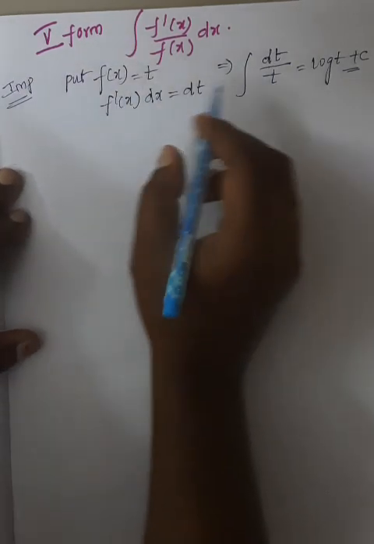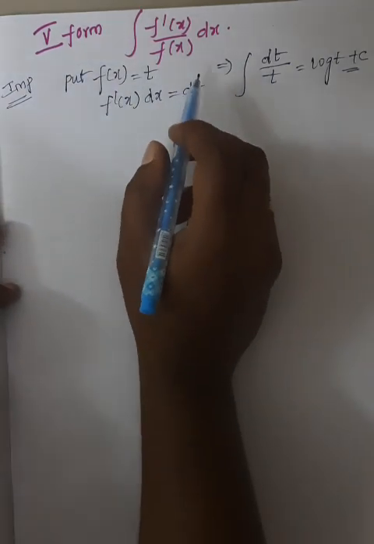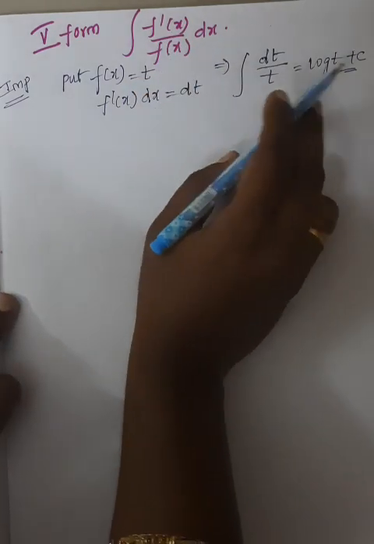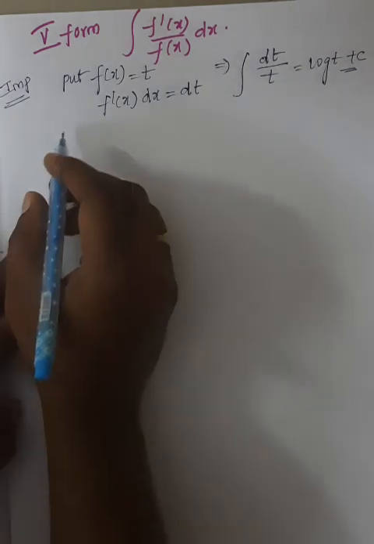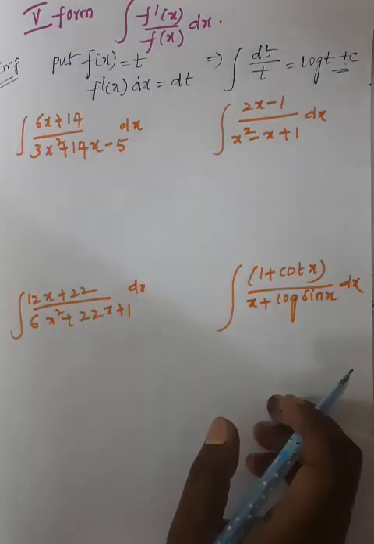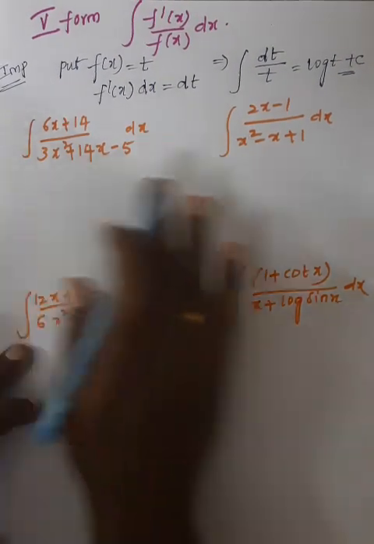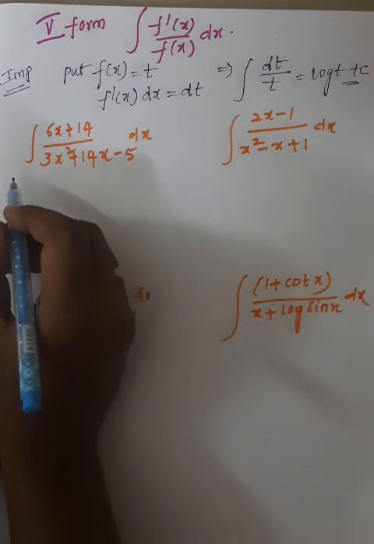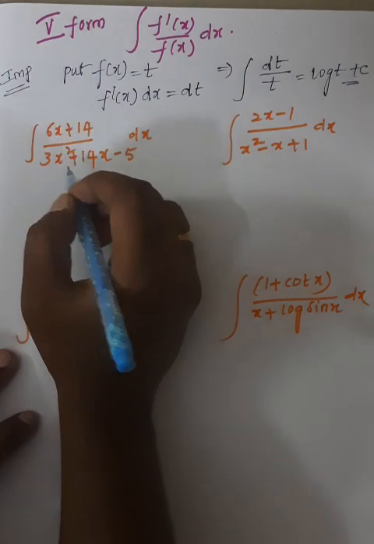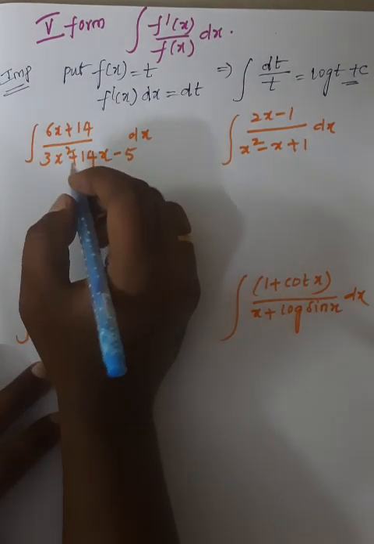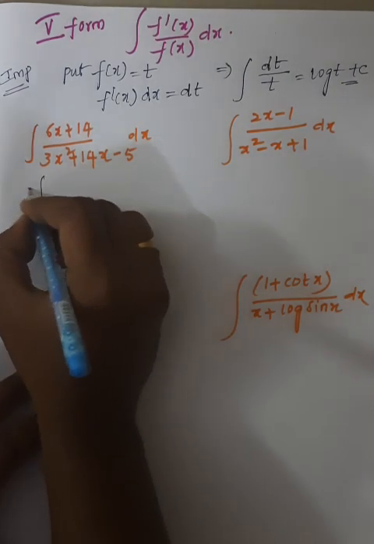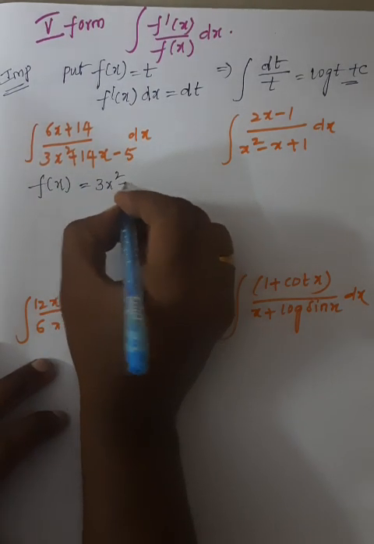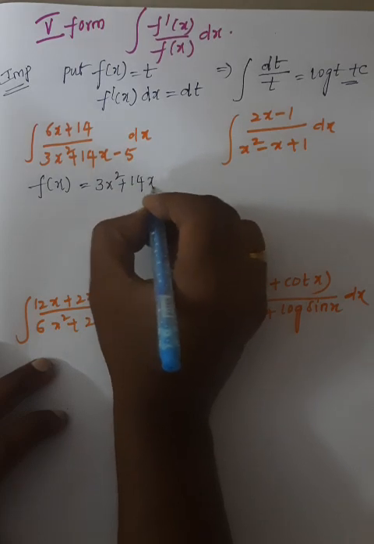Simple trick is, if the denominator's differentiation is in the numerator, then we can write directly log of denominator plus c. Let us see some questions on this form. So here these are all the questions based on our fifth form. Now every question is of the form f dash of x divided by f of x into dx.